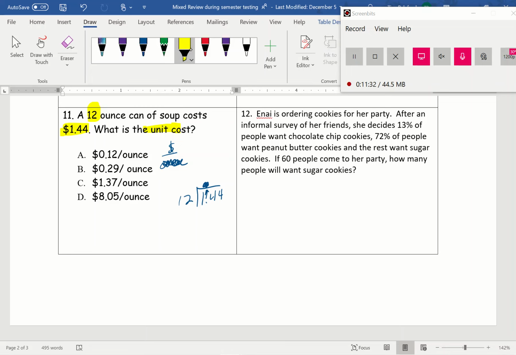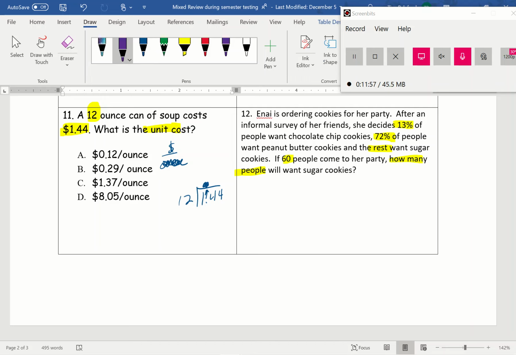Nie is ordering cookies for her party. After an informal survey of her friends, she decides 13% of people want chocolate chip, 72% of people want peanut butter, and the rest want sugar cookies. Usually when it says the rest or remaining, it's a subtraction. If 60 people come to her party, how many people will want sugar cookies?